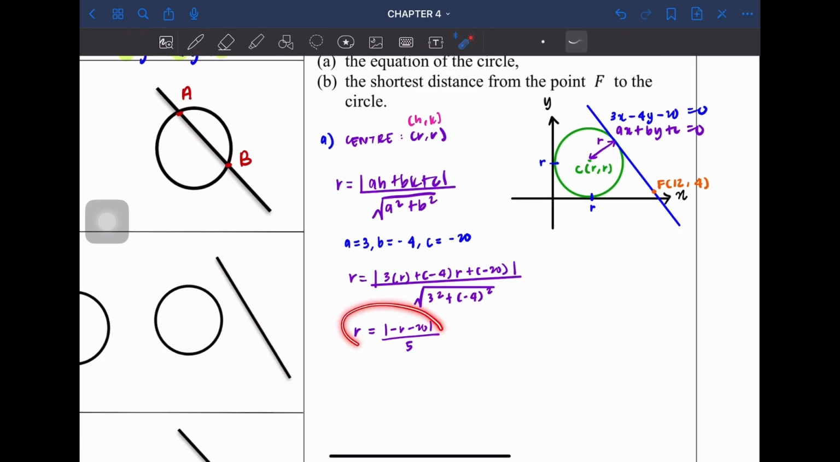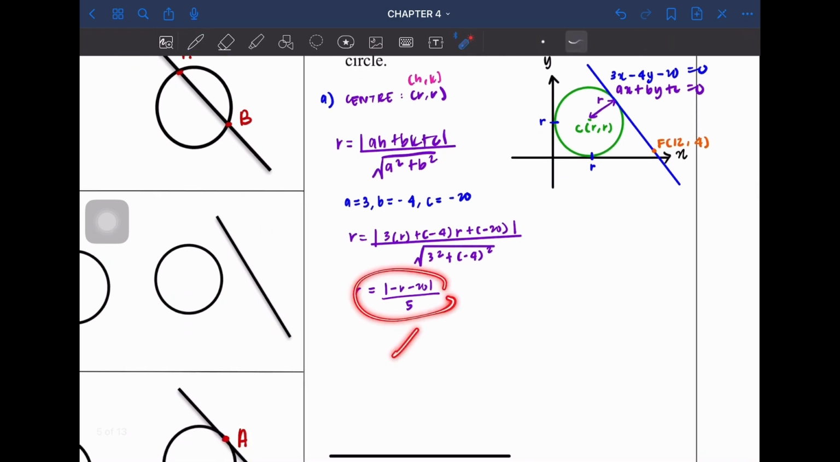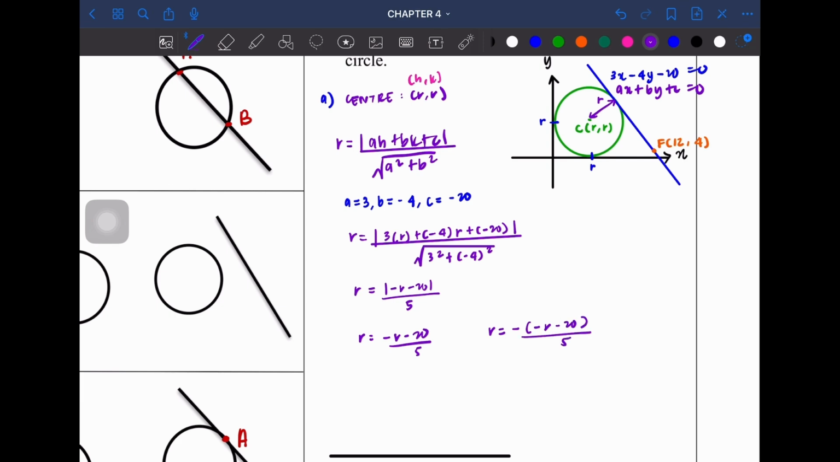Now this is an absolute value equation, which you have learned from the previous semester. You have to separate it into two cases. The first one is r equal to negative r minus 20 divided by 5, and for the other one you put a negative at the front: negative r minus 20 equal to 5. So 5r equal to negative r minus 20, so 6r equal to negative 20, r equal to negative 20 over 6. And for the other one, you have 5r equal to r plus 20, so 4r equal to 20, so r equal to 5.